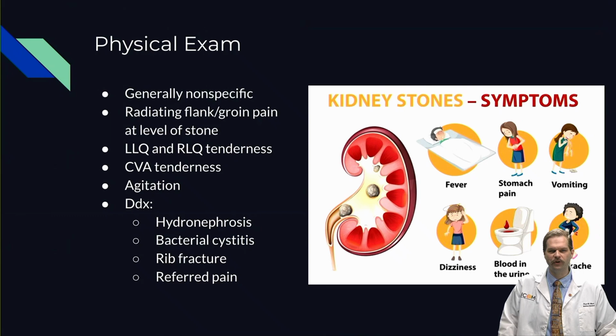Upon physical examination, you might find a patient who is constantly moving, trying to find a position that eases their discomfort. There may be tenderness at the costovertebral angle or the lower quadrants of the abdomen. It is important to note that these symptoms are nonspecific, and further investigation and imaging must be done in order to support a diagnosis of kidney stones. Common symptoms of kidney stones may include fever, hematuria, back pain, and dizziness. Other diagnoses to consider are hydronephrosis, bacterial cystitis, possible rib fractures, and referred pain.